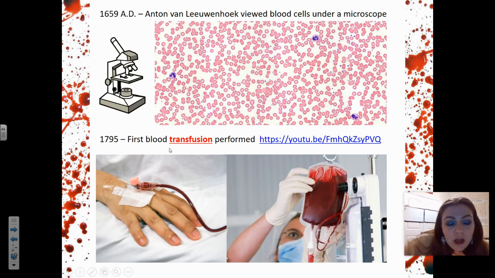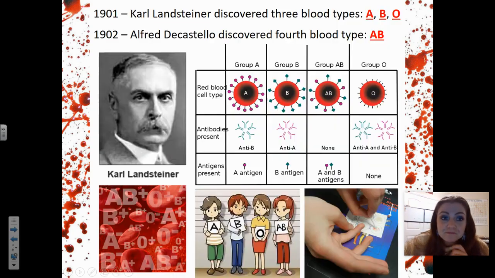First blood transfusion was done in 1795. And you kind of saw a little clip of that yesterday with our warm-up about the struggle with transfusions, how they tried it with animals first and had a couple successes, oddly enough. And then people started dying and they couldn't figure out why until we figured out blood types after this. So 1795, we still didn't know about blood types.